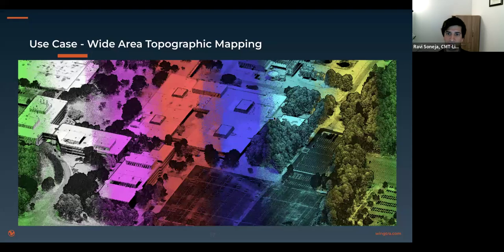What you're seeing on the screen here is a screenshot of this Wingtra LiDAR system, visualized by the cut flight lines for the test site that we flew here in Raleigh, North Carolina. Next slide, please.